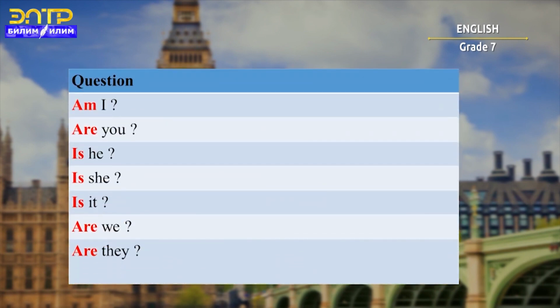To make question sentences, we move the auxiliary verb to be to the first position. Am I? Are you? Is he? Is she? Is it? Are we? Are they?